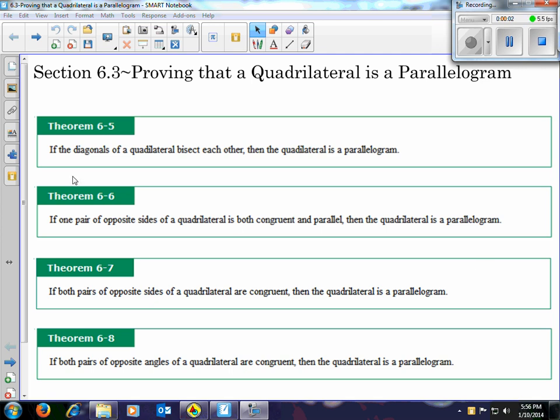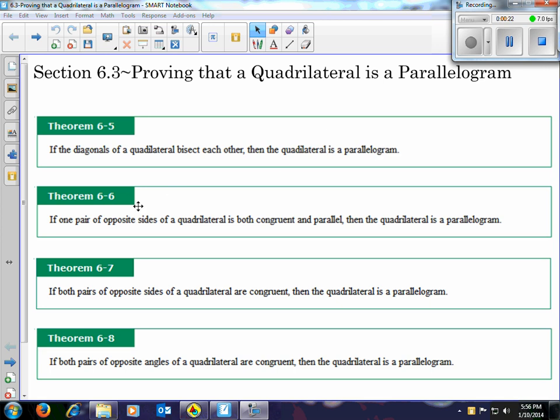Alright guys, this is Ms. Kissinger and welcome to section 6.3, proving that a quadrilateral is a parallelogram. Now, we already learned about the different properties, which says if it is a parallelogram, then something. Now we're going to do the converse of all of these things. So if something, then the quadrilateral is a parallelogram.